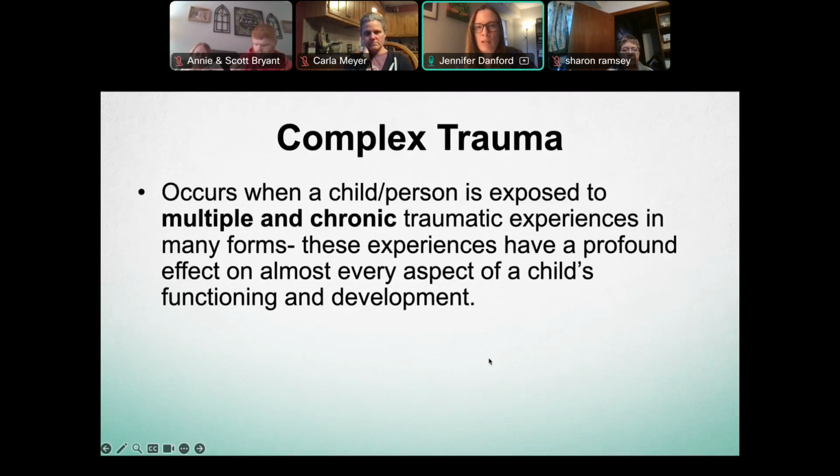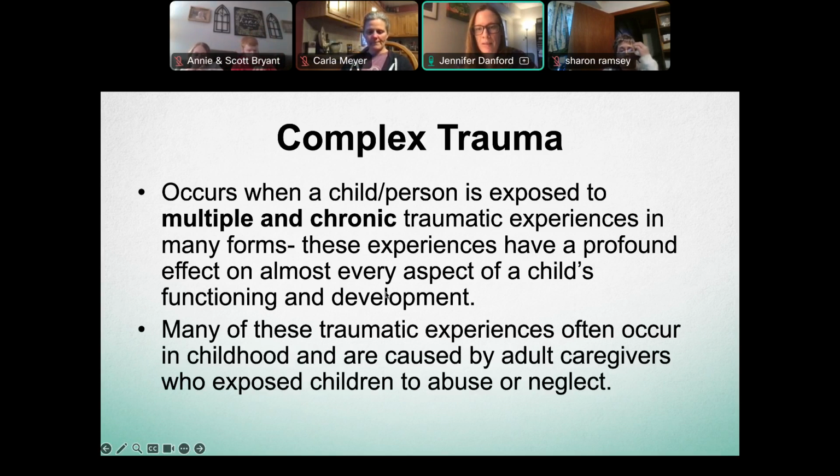So complex trauma, this is the multiple trauma scenario when a child or person is exposed to multiple and chronic traumatic experiences. And these experiences have a profound effect on almost every aspect of a child's functioning. A lot of times this kind of situation happens in childhood, and these traumas are caused by the adult caregivers who take care of these kids.